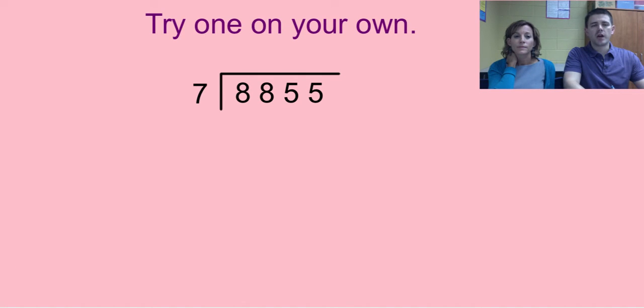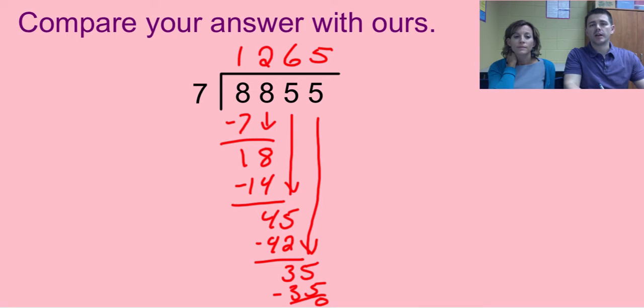All right, now that you've tried it on your own, here's our answer. We got an answer of 1,265. The 7 went into the 8 one time, subtracted, brought down our next number, and just continue to repeat through the process. So if your answer doesn't match ours, follow our work, see where your mistake was. Was it a multiplication error? Was it a subtraction error? And try to find where your mistake was so we can catch it for next time.